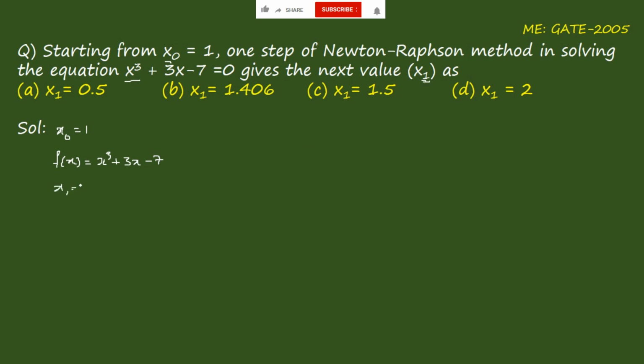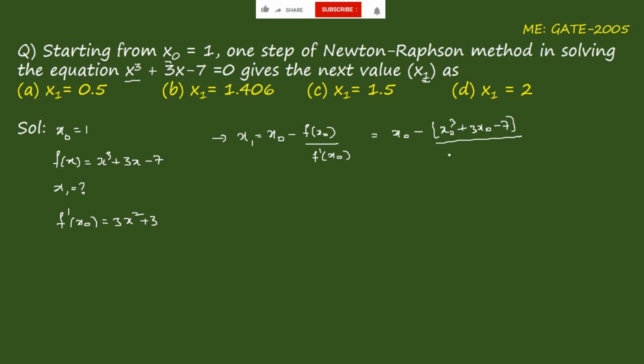Again we have to find the value of x1. We have to find it by Newton-Raphson method. The general formula is x1 is equal to x naught minus f of x naught by f dash of x naught. First we find f dash of x, which is equal to 3x square plus 3. Just substitute the values here, we get x naught minus x naught cube plus 3x naught minus 7, by 3 x naught square plus 3.